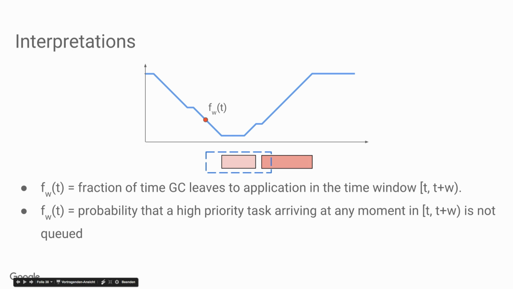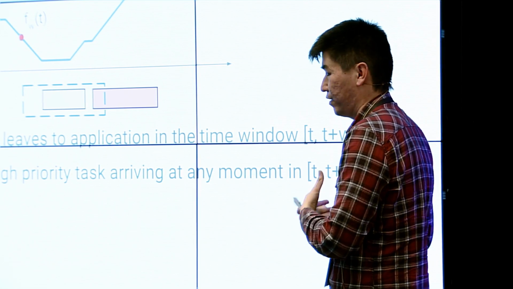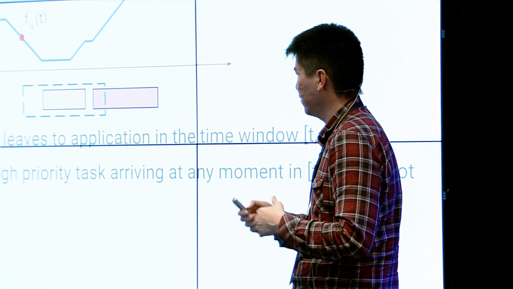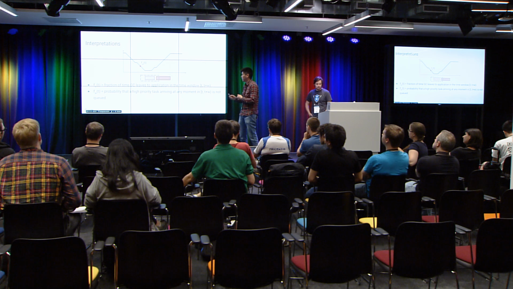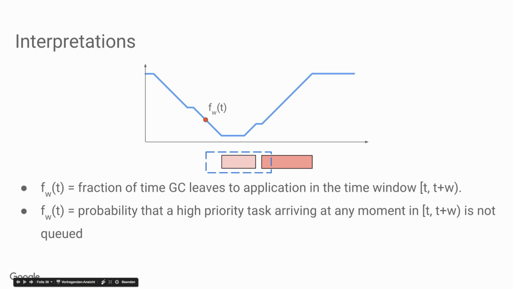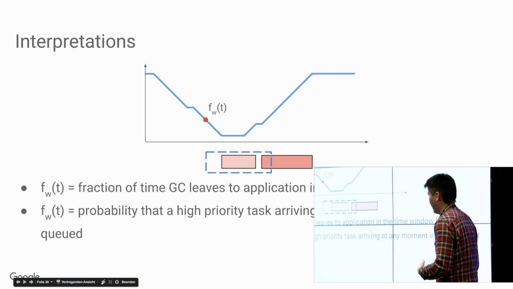There are 2 interpretations of this function. The first one is the one that I already gave, this fraction of the time GC leaves to the application in a time window. And the other one is interesting from the scheduler point of view. If we assume that these 2 events are top-level events, and then we know that there's a high-priority task coming in at a random moment in the current window, then the value of this function shows the probability that this high-priority task will be executed immediately without queuing.